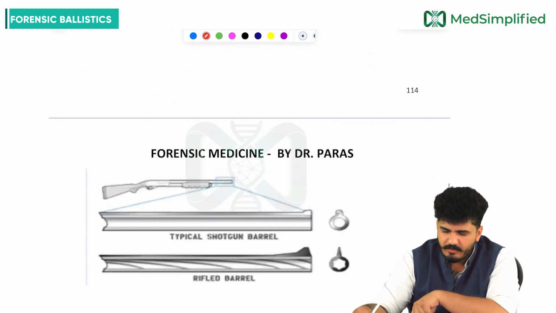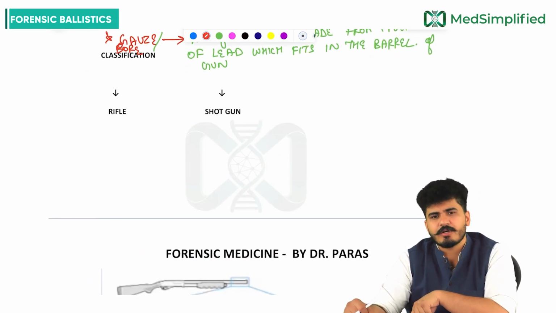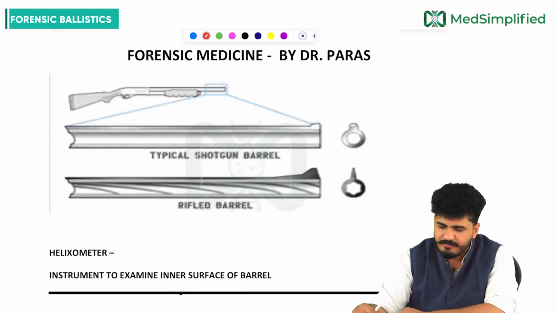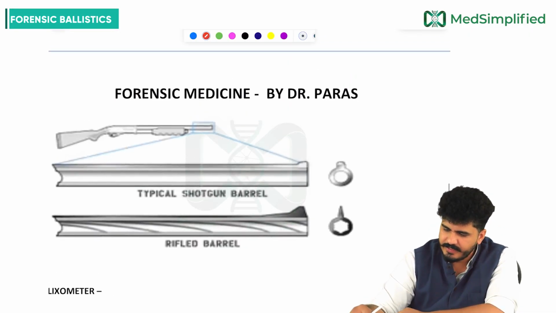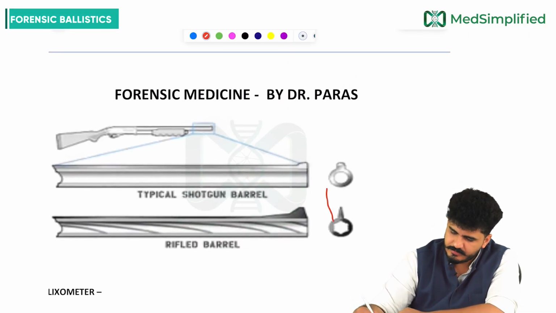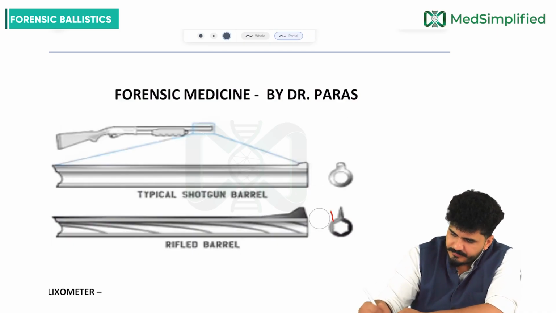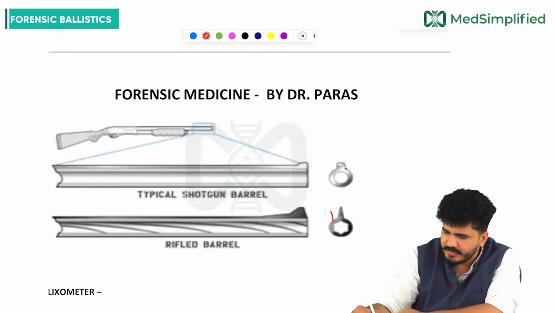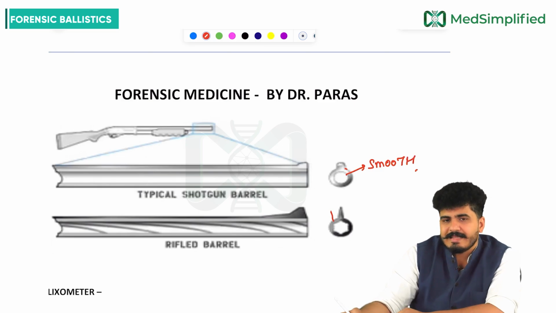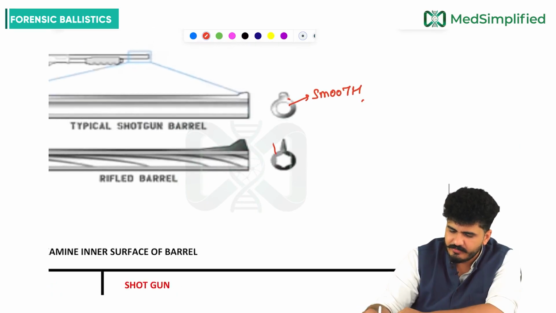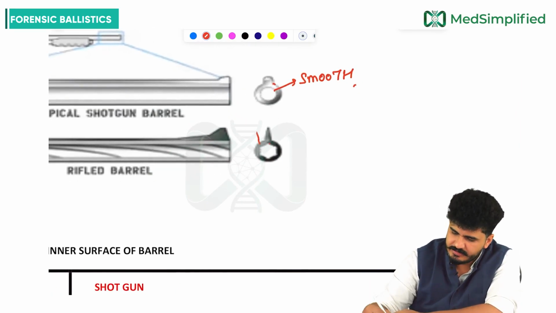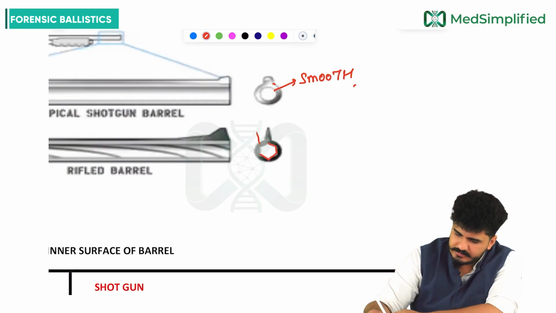Now, rifle versus shotgun. If we see the typical shotgun, you can see right here, first we'll take the shotgun. In a shotgun, the inner diameter is smooth. But if you see the rifle barrel, my dear friends, the inner diameter is curved like this.